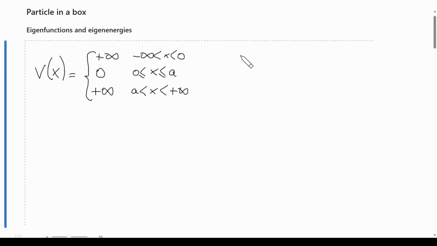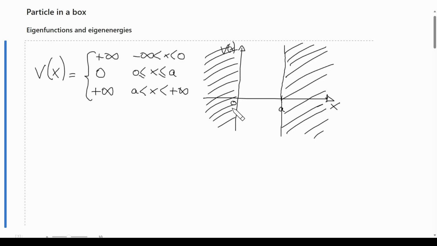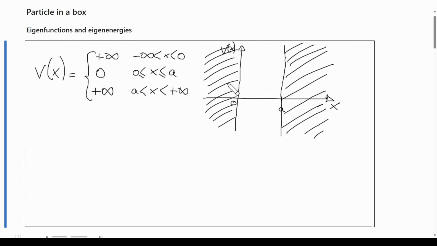If we draw this potential, it would look like this. Here is a, here is 0, and outside of 0 and a, the potential is infinite, which means that the particle cannot exist there because the particle cannot have an infinite energy. So the only place where the particle can exist is in this region here.